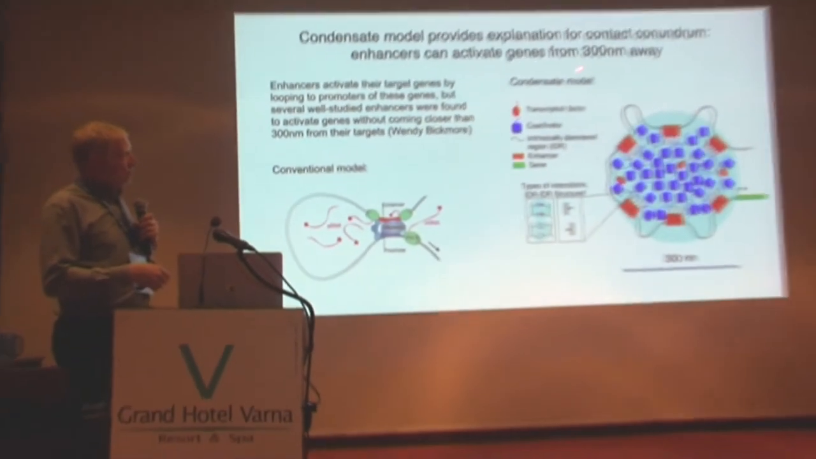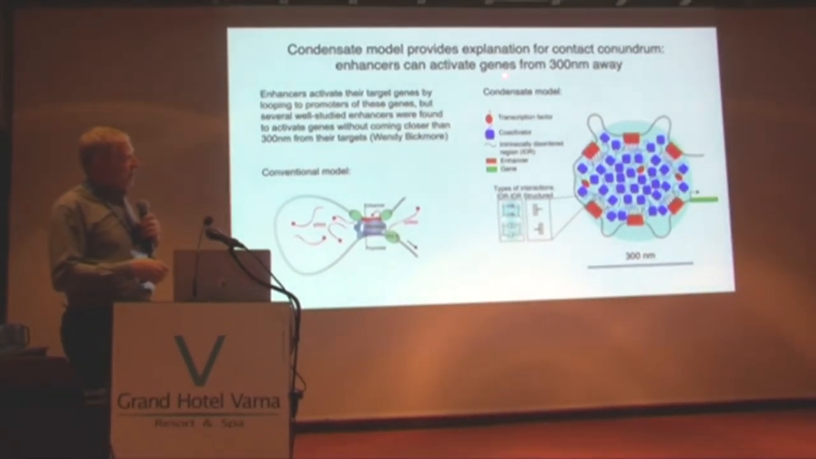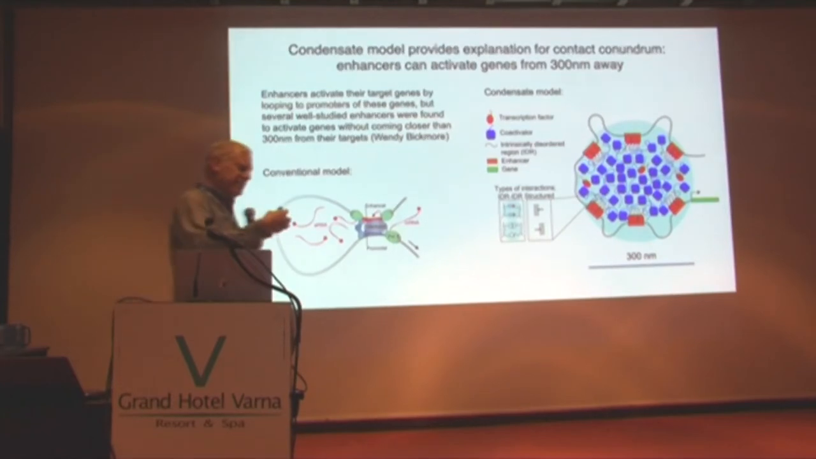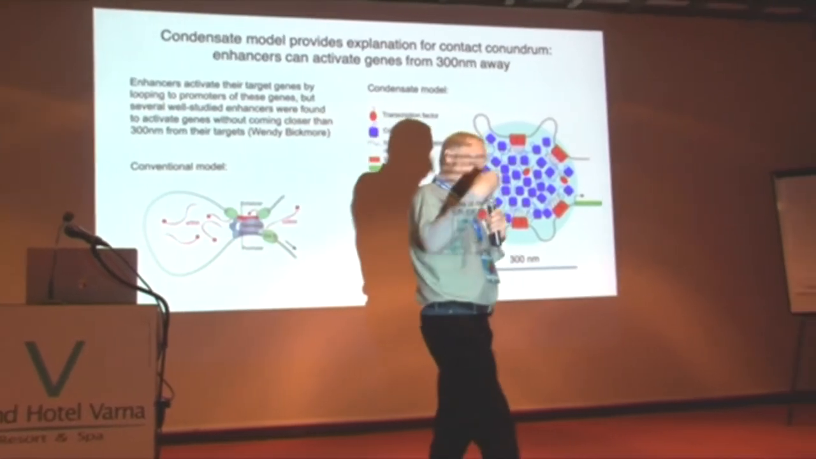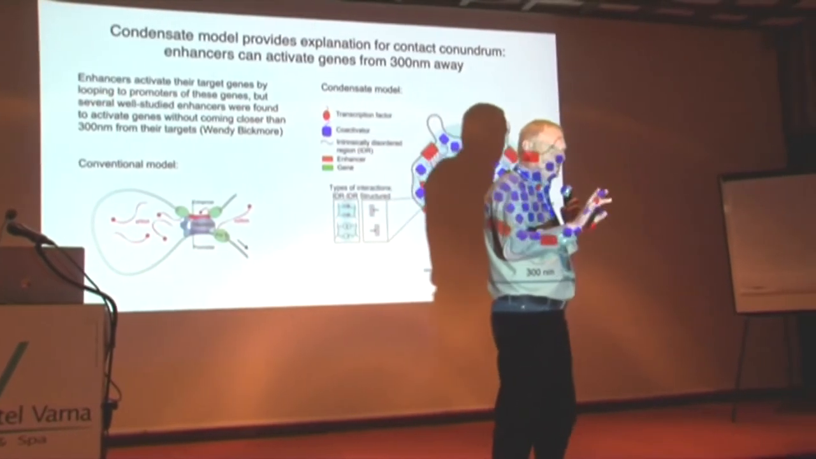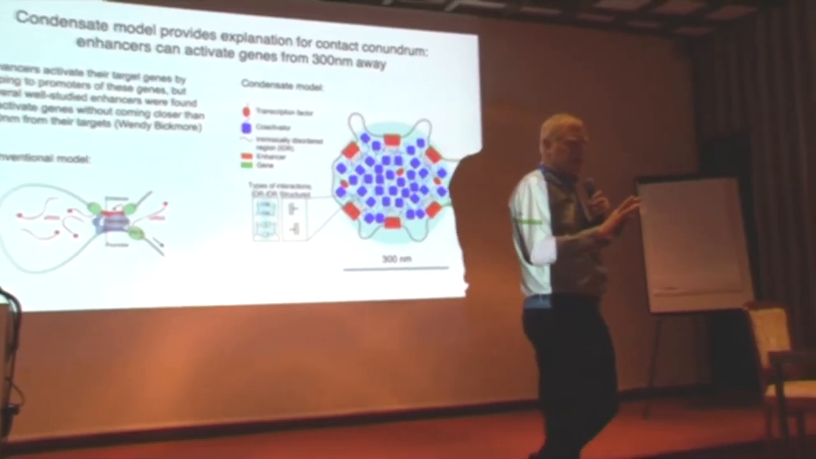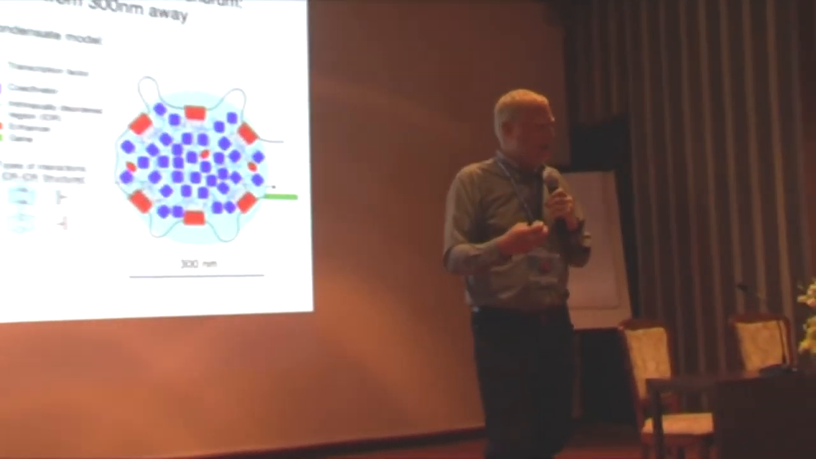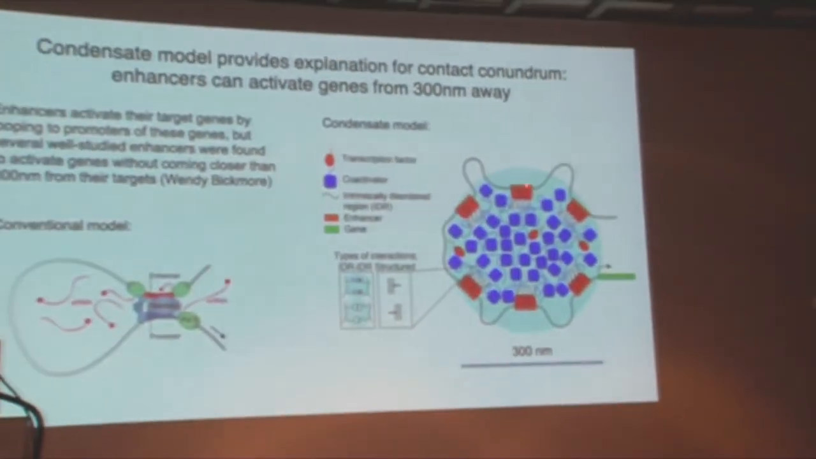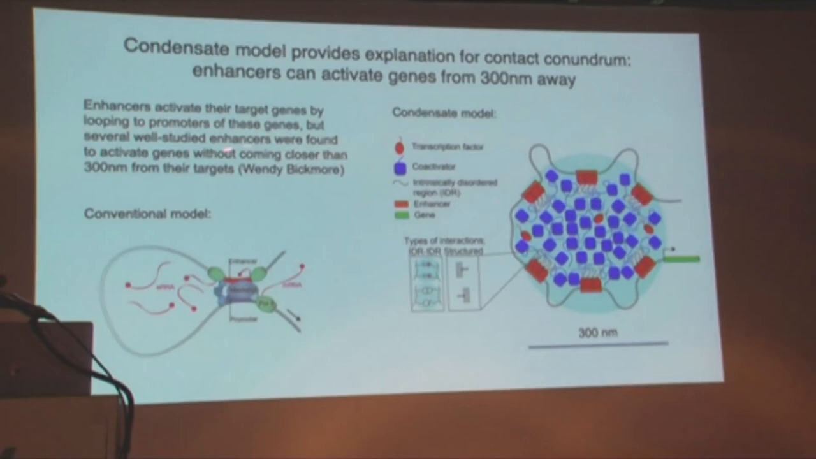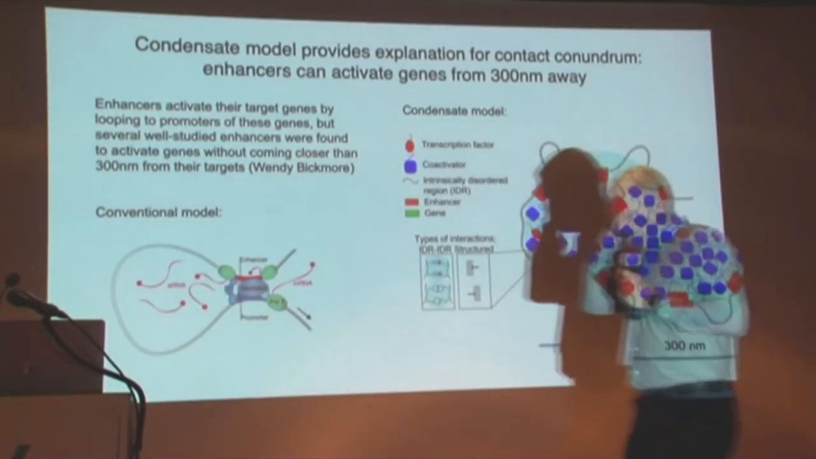There have been two groups that have reported in the last couple of years that enhancers that they've been studying that are important in various types of biology come to the genes they regulate but don't get closer than about 300 nanometers. And for a couple of years, that's been presented as a conundrum, that we thought that enhancers and promoters get together in much closer proximity than 100 to 300 nanometers. And now it's thought that this model, and particularly Wendy Bickmore has been presenting this, although I haven't seen her paper on this yet.